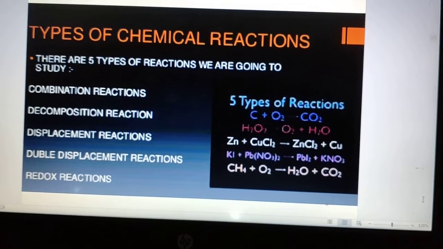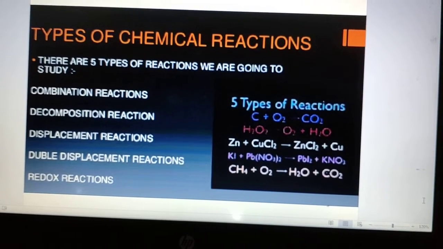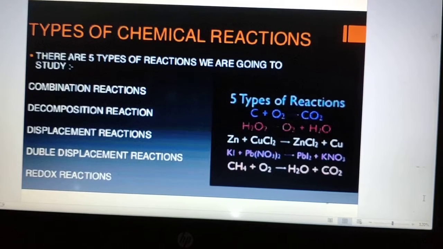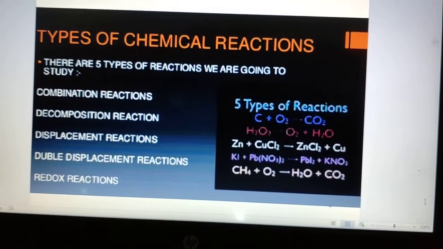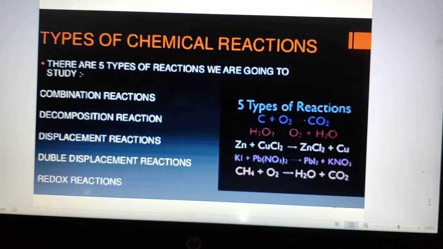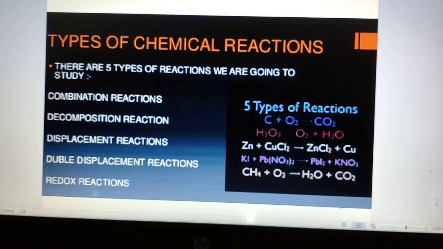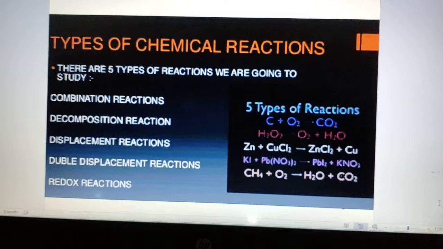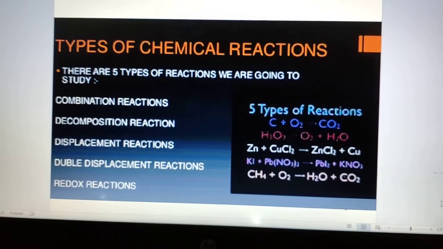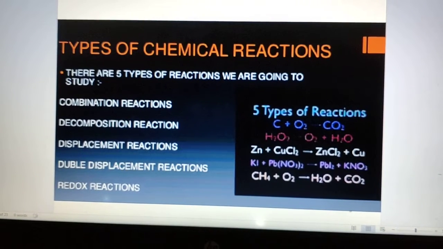Types of chemical reactions. There are 5 types of reactions we are going to study. First one is combination reaction. Second one is decomposition reaction. Third one is displacement reaction. Fourth one is double displacement reaction, and fifth one is redox reaction.